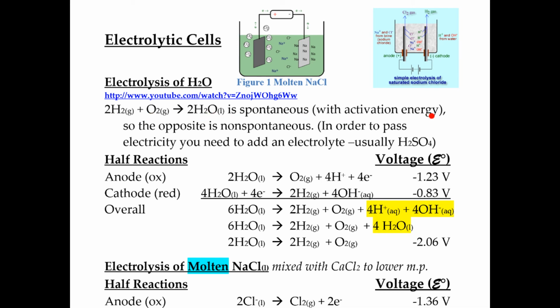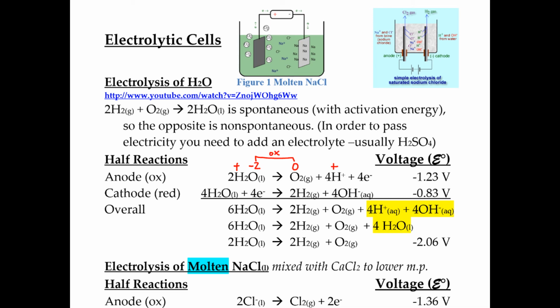So if it's spontaneous, the opposite is non-spontaneous, meaning water breaking up into two gases is non-spontaneous. In order to make it happen, you have to pass electricity through it, but you have to add an electrolyte, usually sulfuric acid. So the water is the only reactant. What you have to understand is that in water, the oxidation number of H is +1, and the oxidation number of O is -2. So O here is by itself, it's 0, so this went up. This went up because the H stayed the same. This is a half reaction, so only one thing goes up. So this is the oxidation right here.